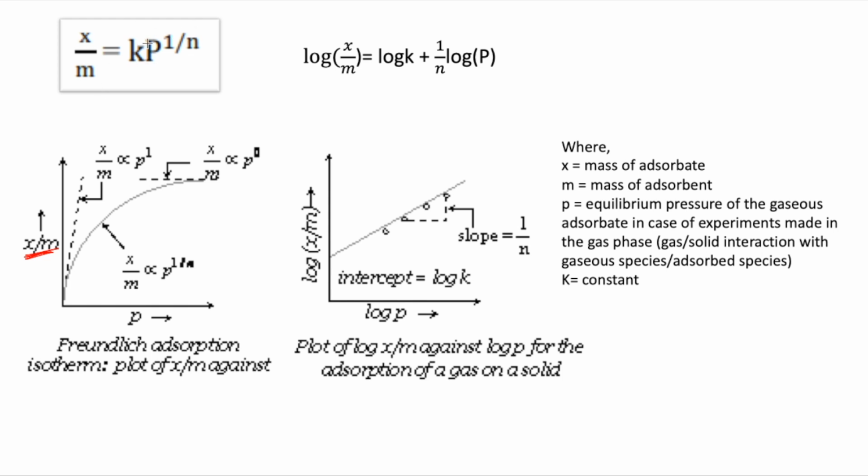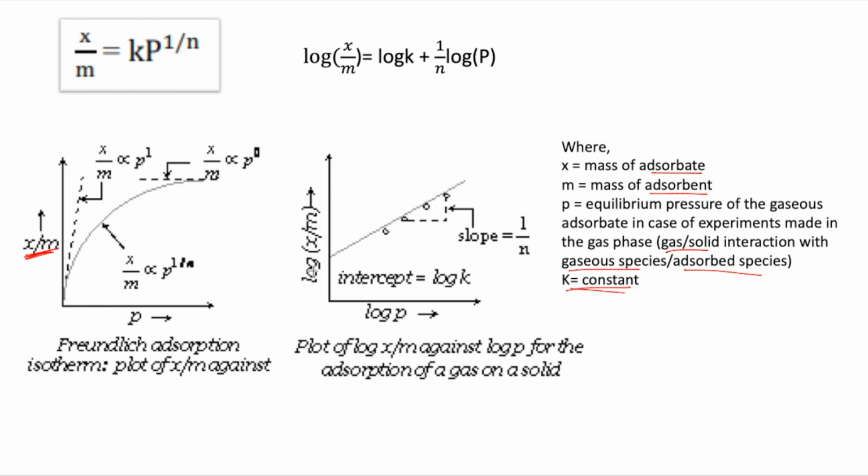You can take log on both sides, so the equation becomes log(x/m) = log k + (1/n) log P, where x is the mass of adsorbate, m is the mass of adsorbent, and P is the equilibrium pressure of the gaseous adsorbate, in case of experiments made in the gaseous phase, that means gas-solid interaction between gaseous species and adsorbed species. k is a constant over here.